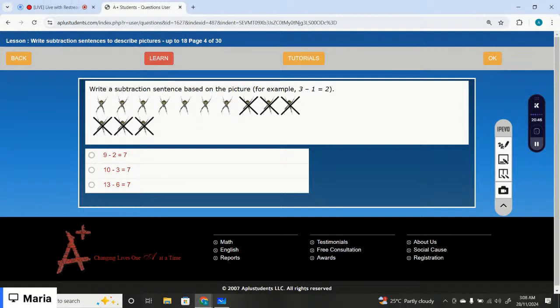Write a subtraction sentence based on the picture. So, which is the correct option? The correct option is 13 take away 6 equals 7. Option number 3 is the correct option.